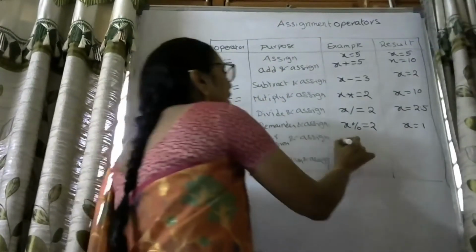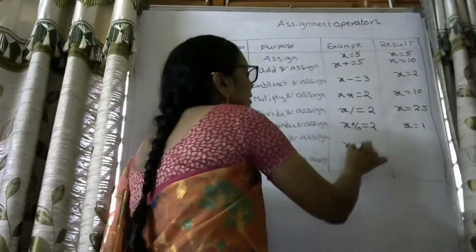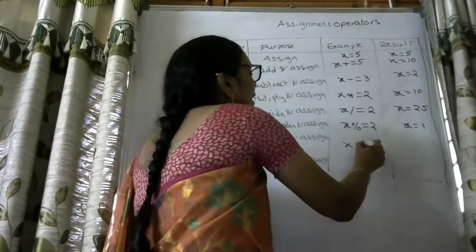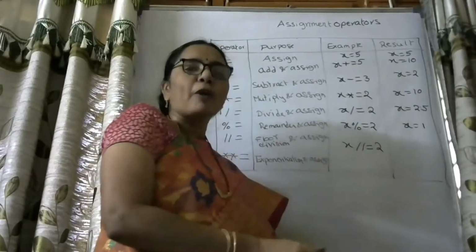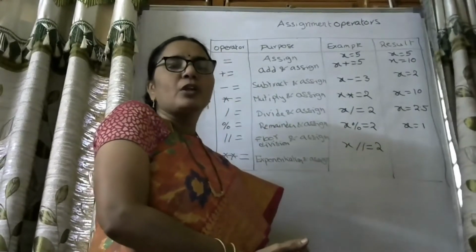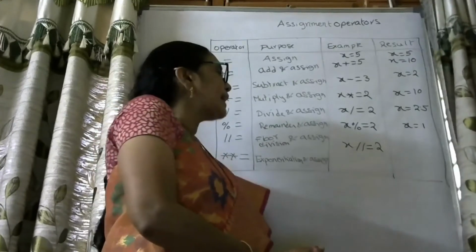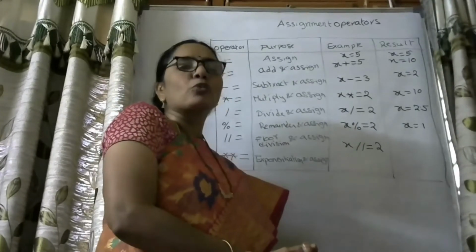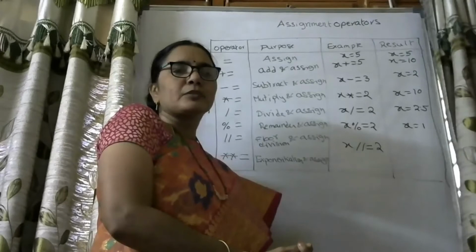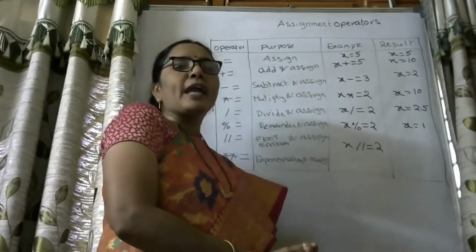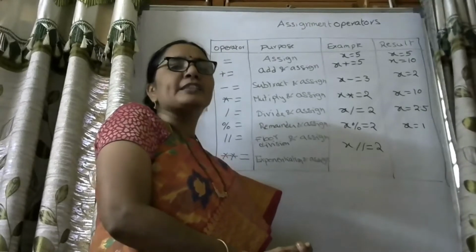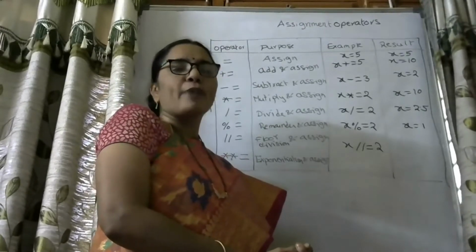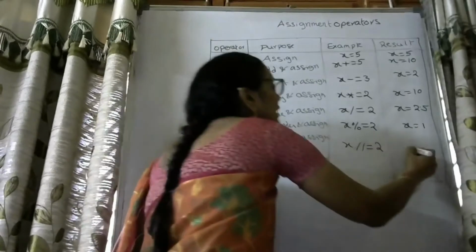When I try to write X double slash is equal to 2, now I am interested to perform the integer division. So X double slash is equal to 2 means X is equal to X double slash 2. 5 divided by 2, the integer part of the coefficient will be 2. So X will be 2.